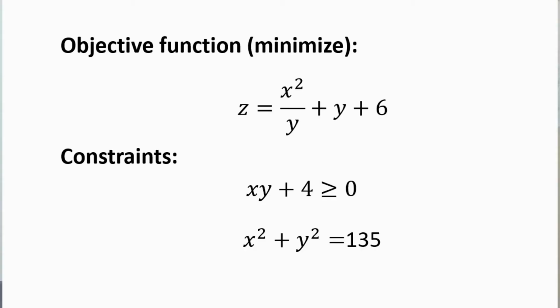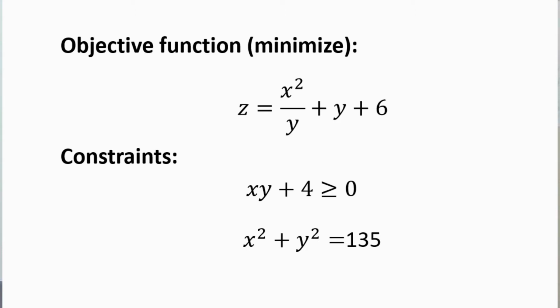Here, we create a fictitious function with restrictions and boundary conditions. Look, z is equal to x squared divided by y plus 6. x times y plus 4 must be greater than or equal to 0. x squared plus y squared is equal to 135. How should we do the minimization?